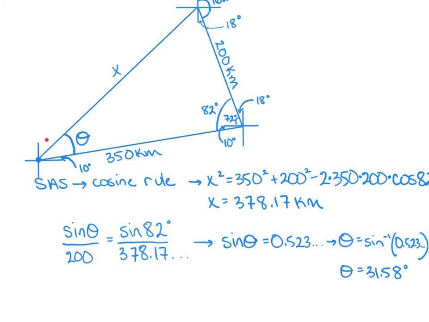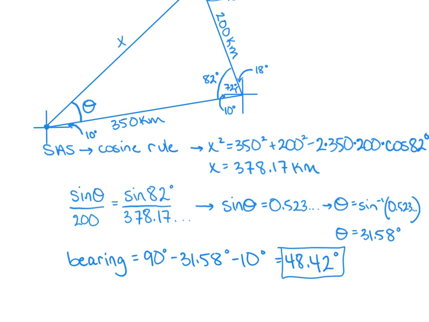Remember, the bearing that I'm looking for is this angle over here. So now from 90 degrees, I'm going to take away 31.58 degrees and 10 degrees, and I will have this remaining angle, which is my bearing. So I've calculated that the bearing is 48.42 degrees. And again, I did that by doing the 90 degrees, which is this full quarter of my circle, minus the angle within the triangle, and minus 10 degrees.